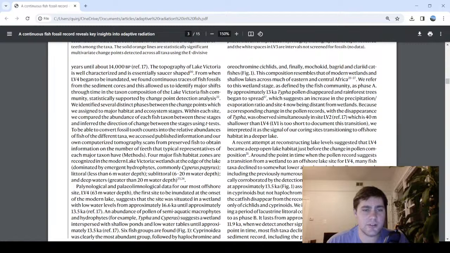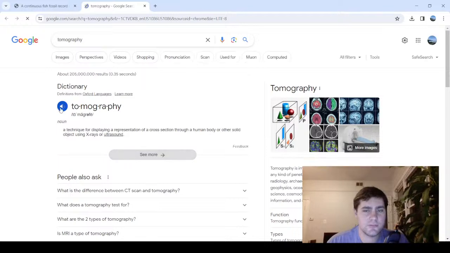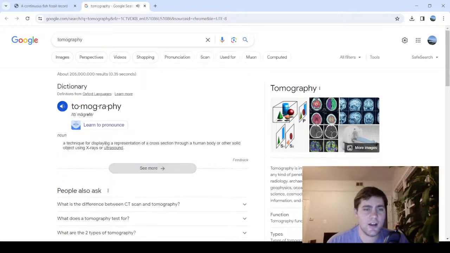Tomography, what is that? Tomography. A technique displaying a representation of a cross-section through the human body or other solid objects using ultrasound. Sweet.